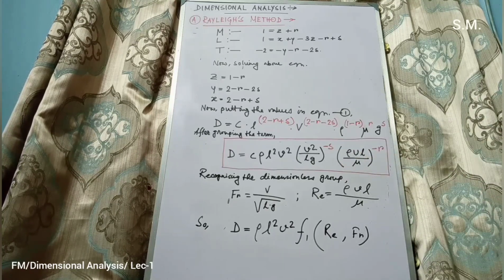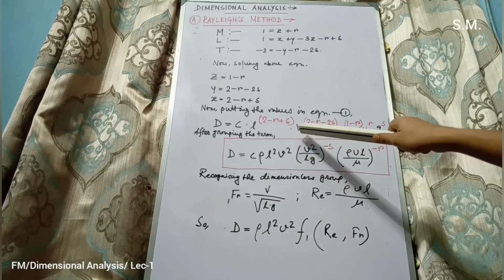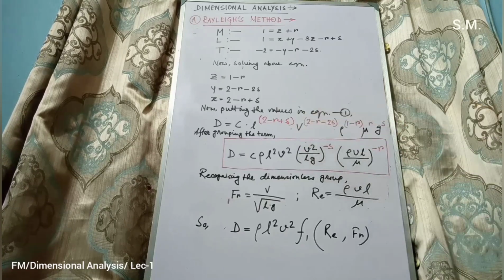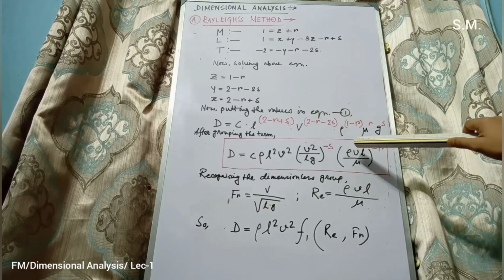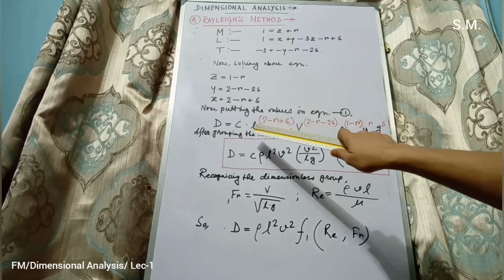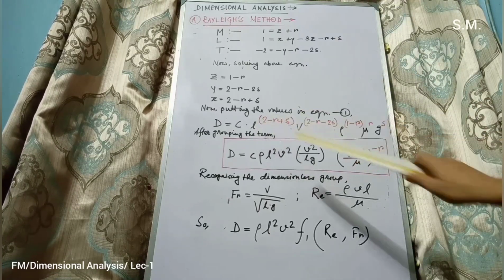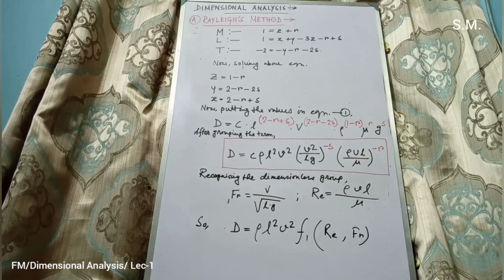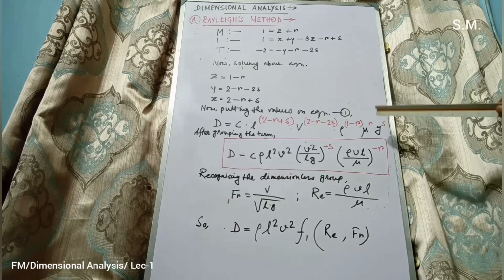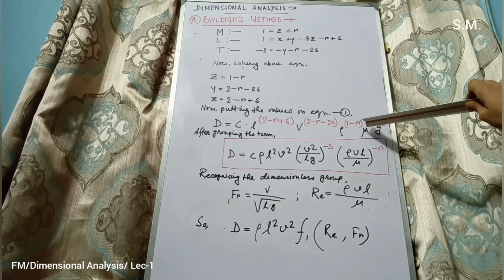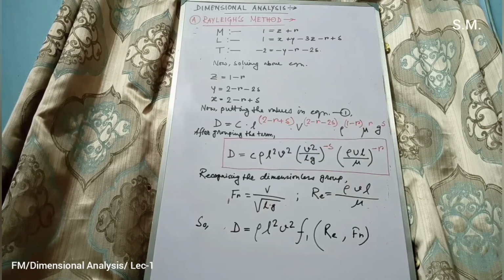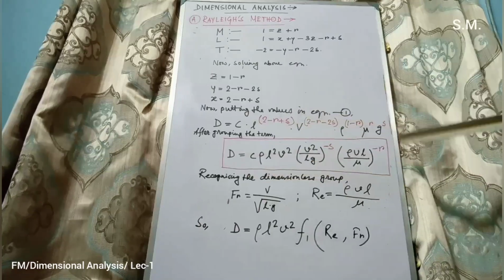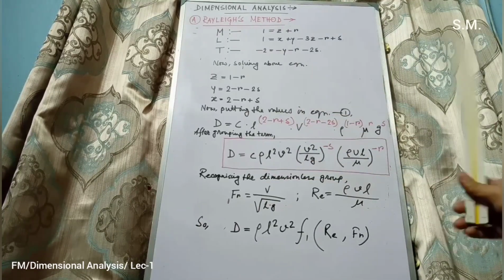After that, V: the power of V is minus R, so we put here minus R. Then L, the power is also minus R, so we put here L. And mu is mu to the power plus R, so it is below the division line. Okay, so this is the functional relationship between D and the other independent variables.